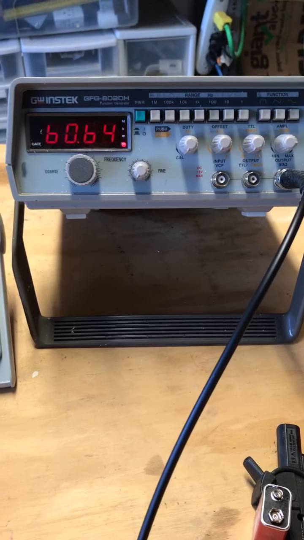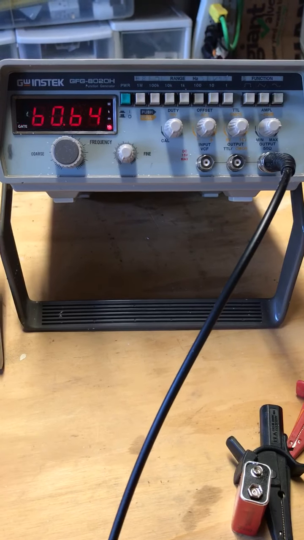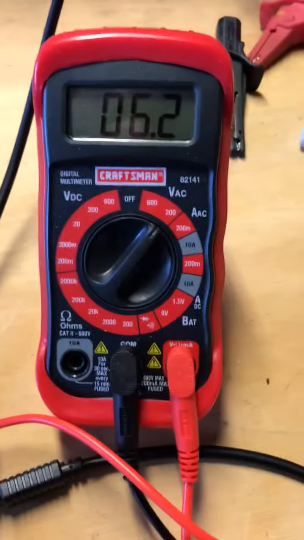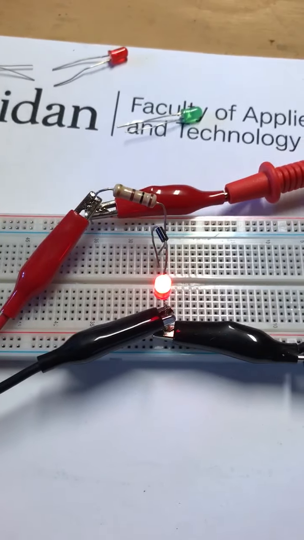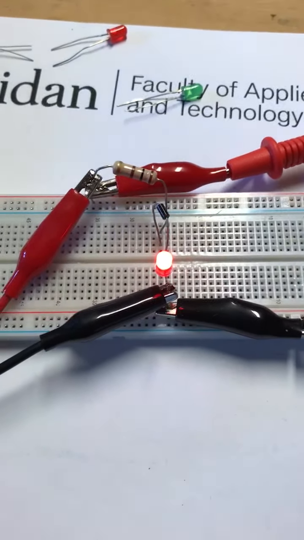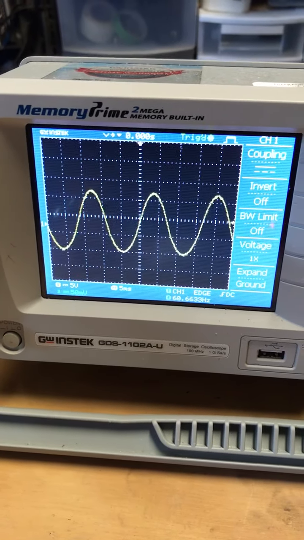So 60 is the frequency, 60 cycles per second. And I'm currently at 6.2 volts AC. And I have an LED that is connected to this. And we can see that we are on AC because we have a full sine wave. So we have both a positive and a negative alternation.